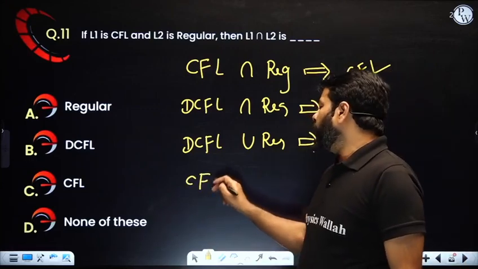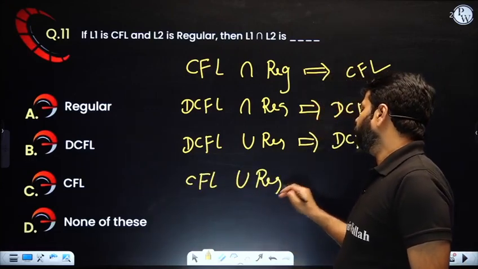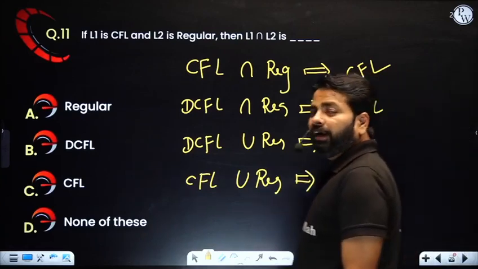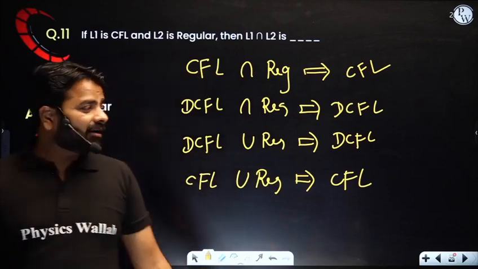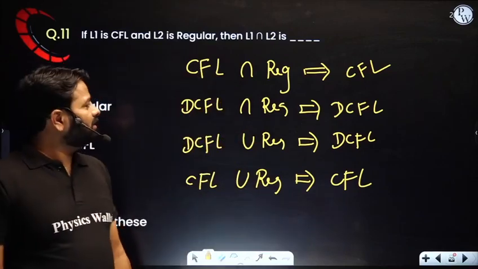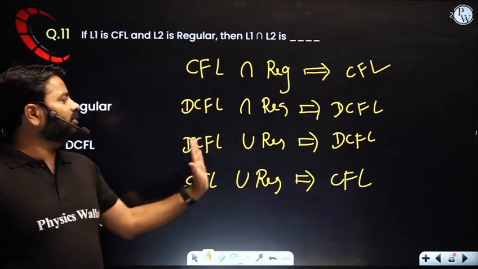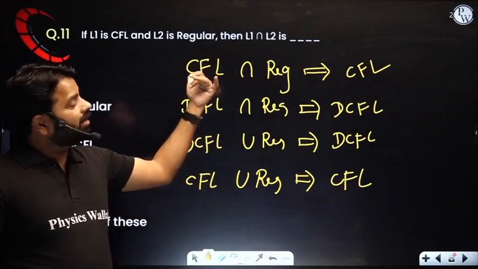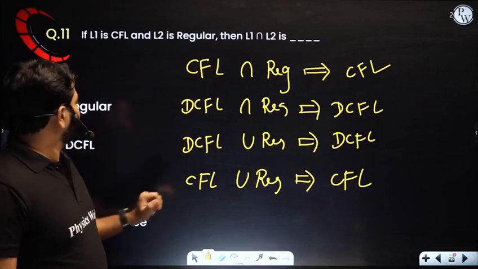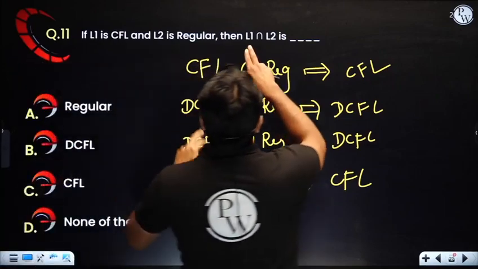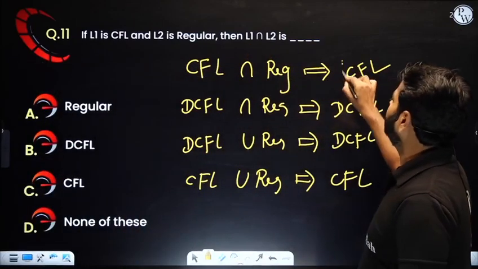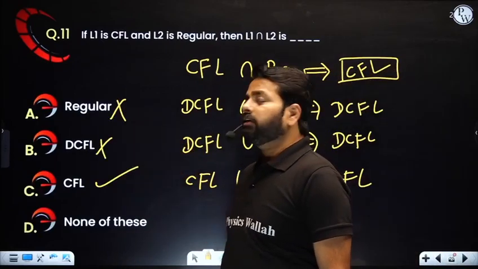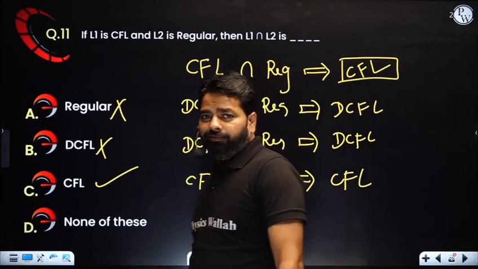Even CFL union regular is CFL. Do not include finite and infinite languages here. They are completely different from these domains. So when you are doing union or intersection with regular, the result will depend on the other operand only. Now you can answer: CFL intersection regular is CFL. This is your answer. So you don't choose regular and DCFL, you will go for CFL.